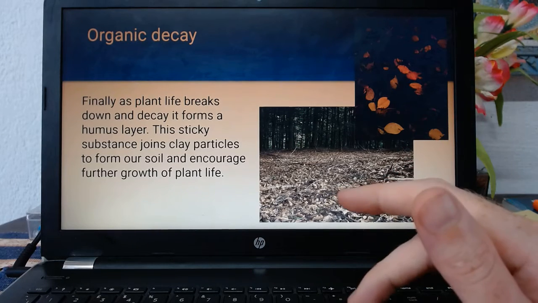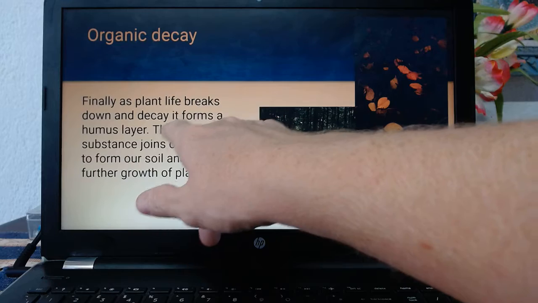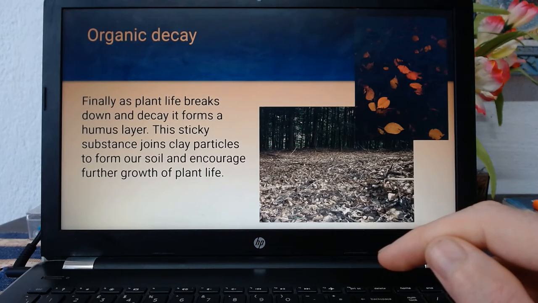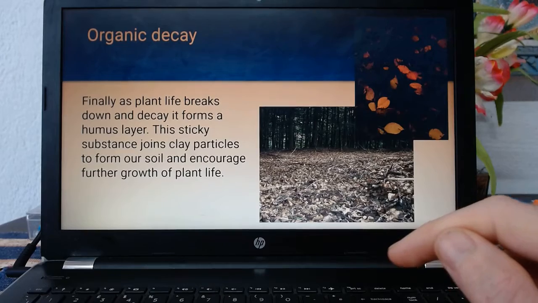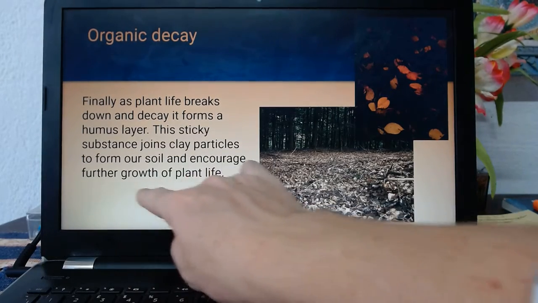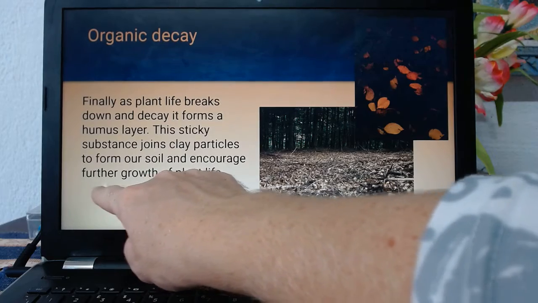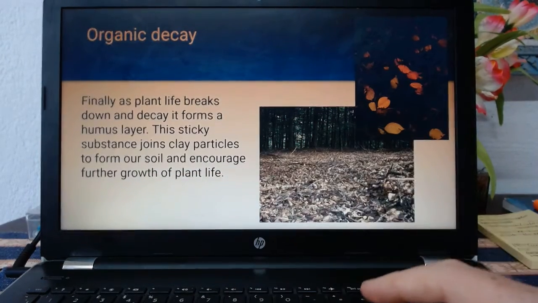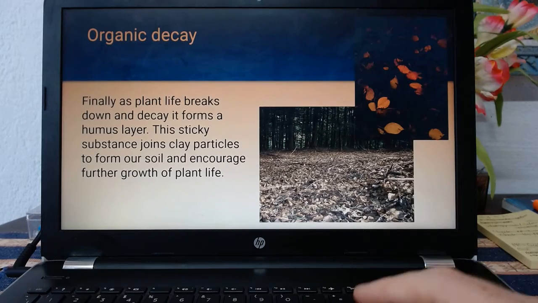So finally, as plant life breaks down and decays, it forms a humus layer. This sticky substance joins clay particles to form our soil and encourage further growth in plant life. All right, what I would add to this then is just say two factors which affect organic decay are vegetation and climate. Alright, so you can see how the whole thing works together.